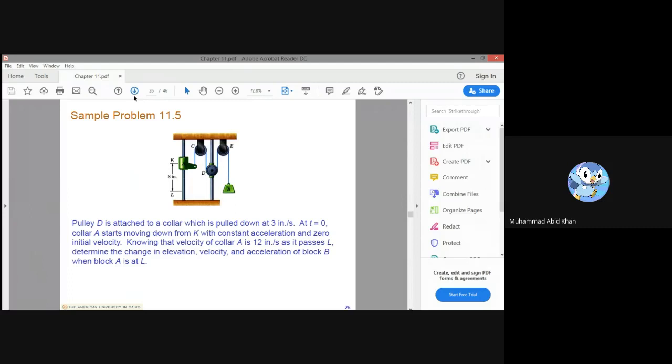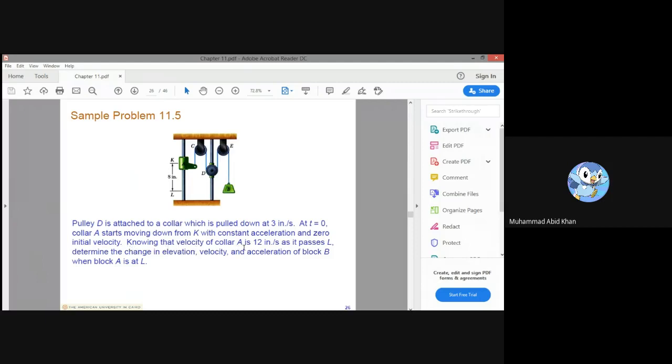Okay, let's solve one more sample problem, 11.5. Pulley D, this one is pulley D, is attached to a collar which is pulled down at 3 inch per second. This one is the collar. At time t equal to 0, collar A starts moving down from K with constant acceleration and zero initial velocity.